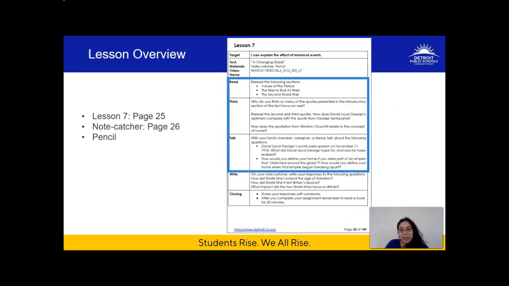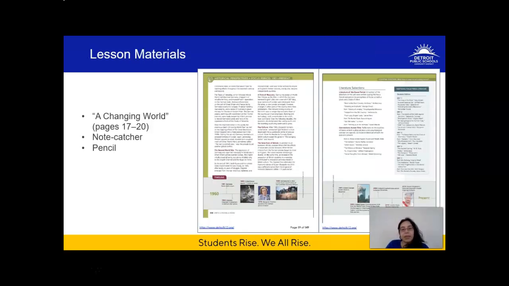So lesson 7 is what we're on. This is on page 25 of your learning packet. And you'll also need today your note catcher, which is on page 26 of your packet. Something to write with is going to be necessary as well, a pencil or pen or whatever you have.